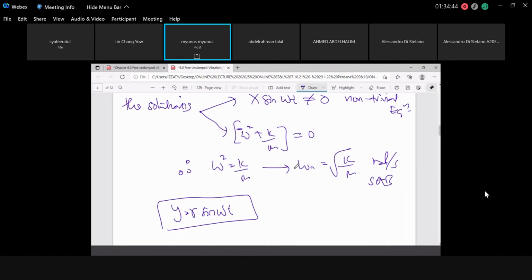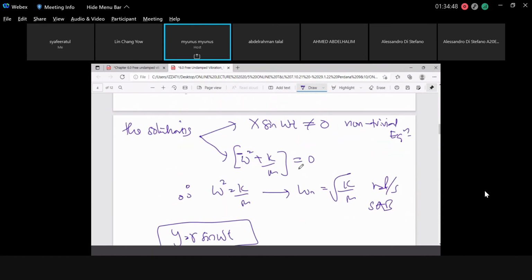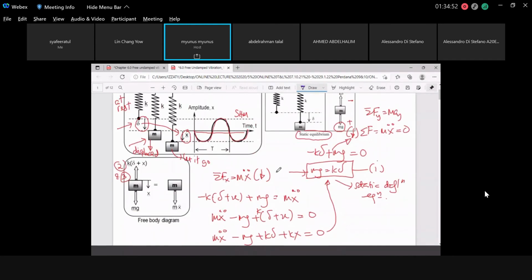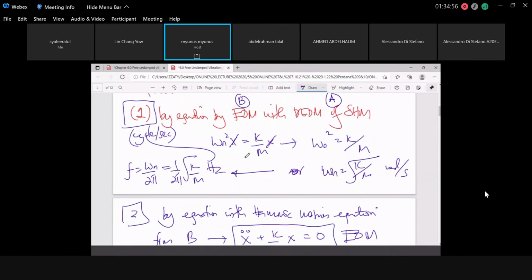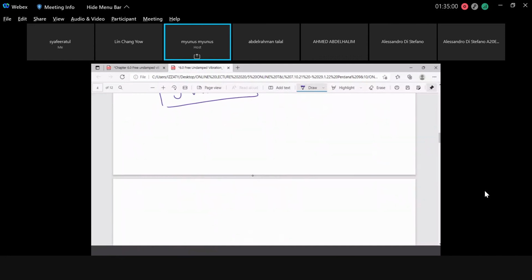Okay, we have another one. Remember, this one is by using Newton's law. This one is by equating the equations. The other one I'm going to share with you is to use energy.